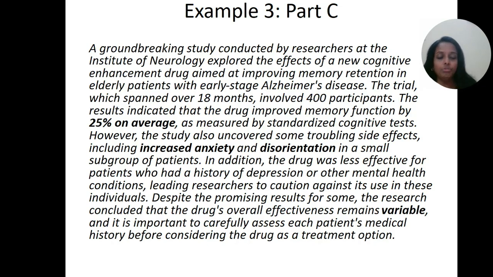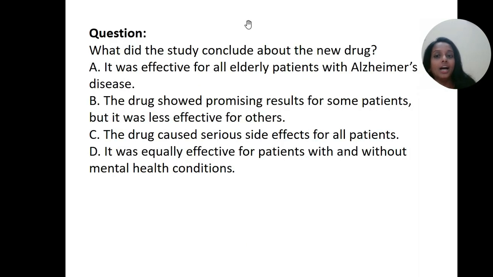So, if you look at the options, the answer is B. The drug showed promising results for some patients, but it was less effective for others. That's the correct answer. Okay, so the question is asking for an overall conclusion about the drug's effectiveness. You need to look for that. What is the question all about? It is asking for the drug's overall effectiveness, the study conclusion, right? So not just the positive results.